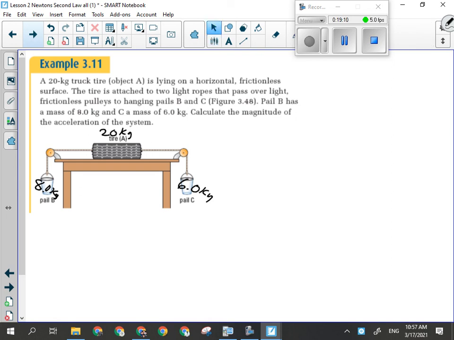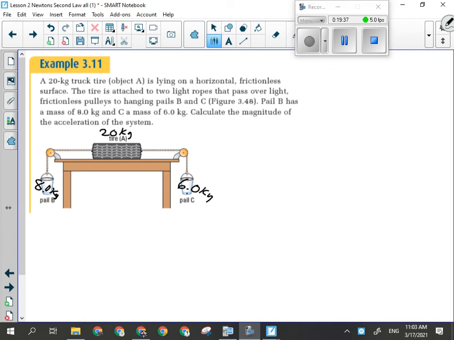Right, so calculate the magnitude of the acceleration of the system. Okay, notice they just said magnitude, because if they ask about the system, that's all you can give, because every part of this system has a different direction. So first thing we have to do is complete the free body diagram here and identify the forces that are acting in this system.